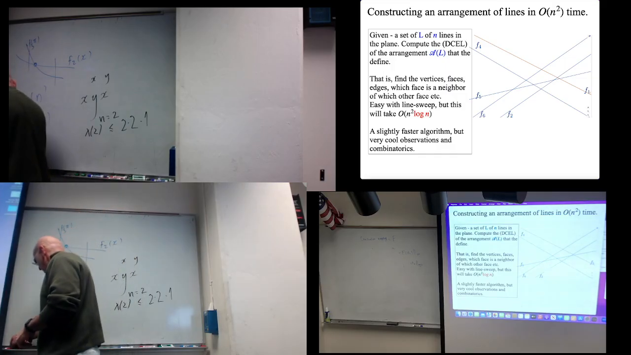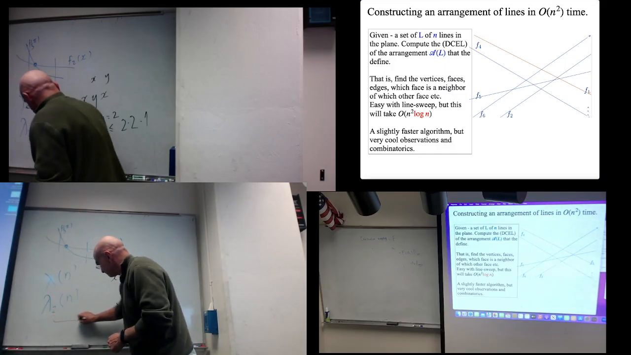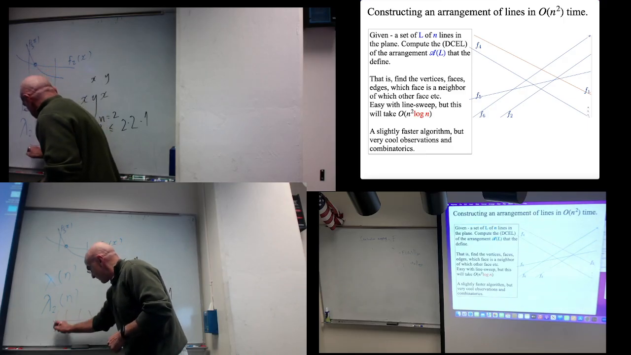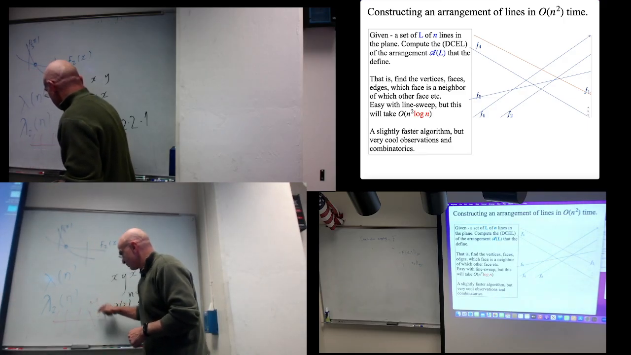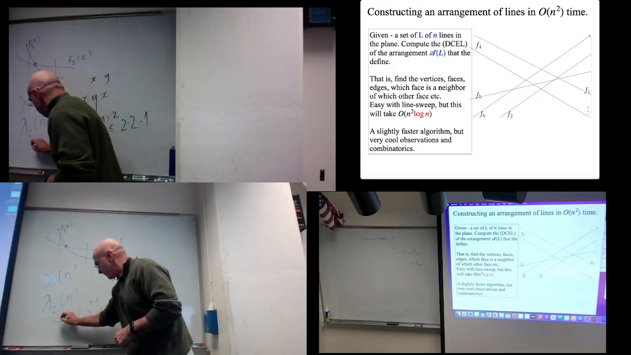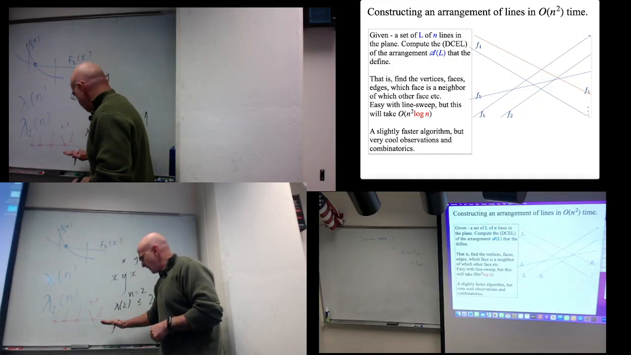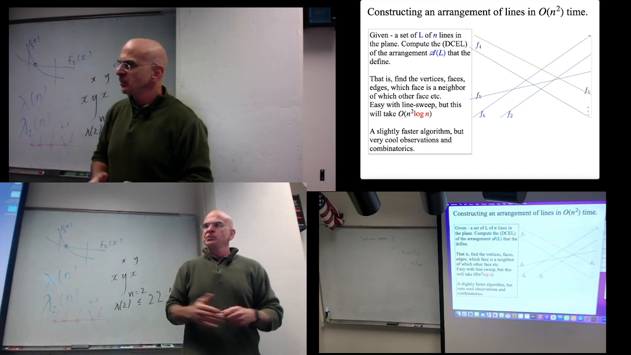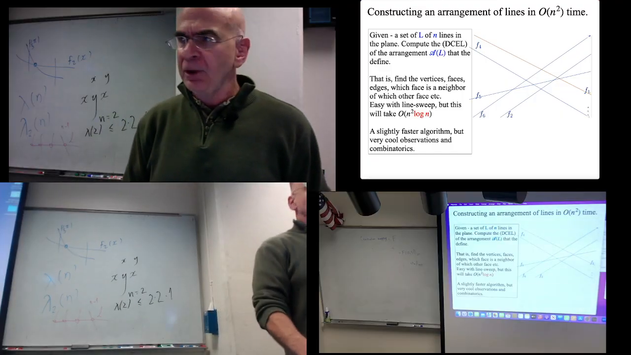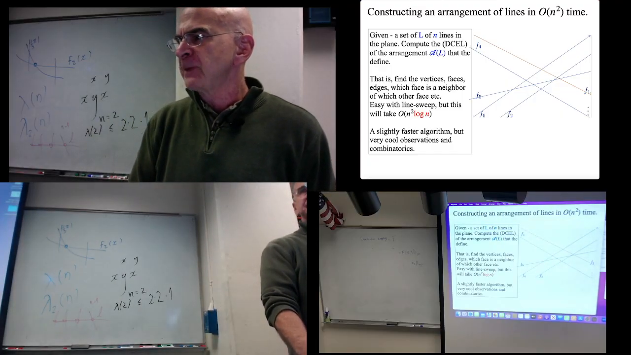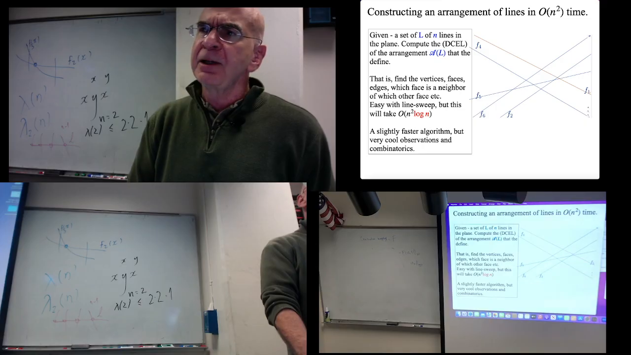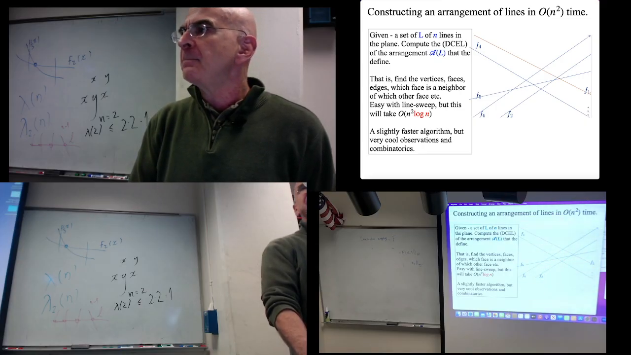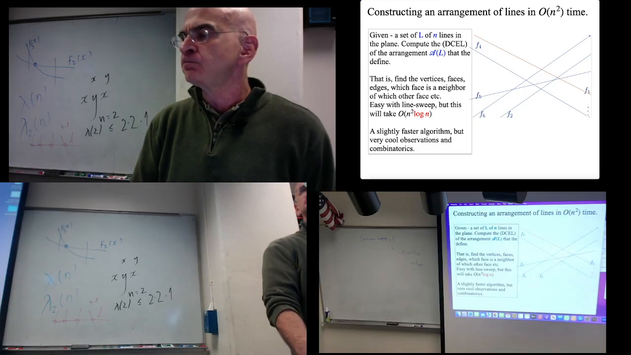Because think about one of the lines. Here's one of the lines, L, and think about its intersections with the n minus 1 other lines. Then you'll find n minus 1 vertices along this line, so the number of edges along this line is exactly n. That's why the complexity of this arrangement is n squared: the number of items that you need to store.